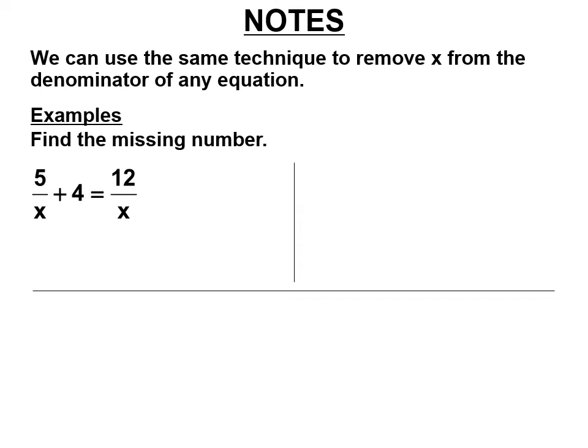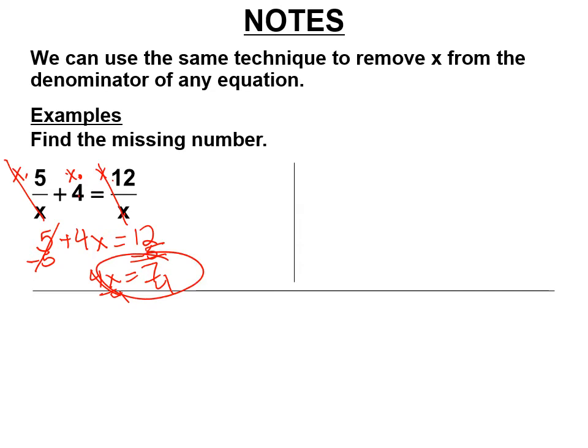Okay, so now I want you to remove x from those denominators. What would you do? So we're going to multiply everything by x to get rid of x. That cancels out, and that's 5. X times 4 is 4x. Those x's cancel out. You get 12. 5 plus 4x equals 12. Subtract 5 from both sides. 4x equals 7. Divide both sides by 4. The missing number, that denominator, is 7/4.